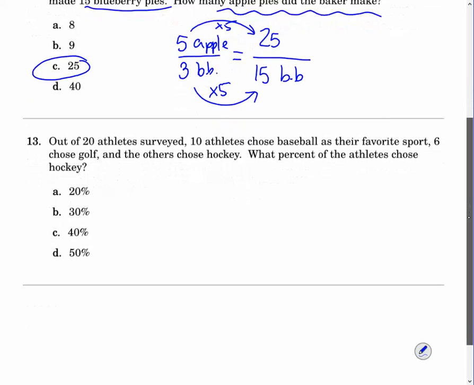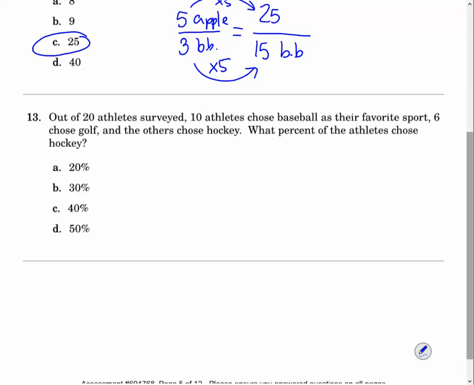Question 13 says, out of 20 athletes surveyed, 10 athletes chose baseball as their favorite sport, 6 chose golf, and the others chose hockey. They don't tell you a number of people who chose hockey, but we do know enough to figure that out. So we have 20 total people, right? If we subtract out the 10 that chose baseball, that means there are 10 left. But we know there are 6 of those that chose golf, which means 4 like hockey the best, all right?